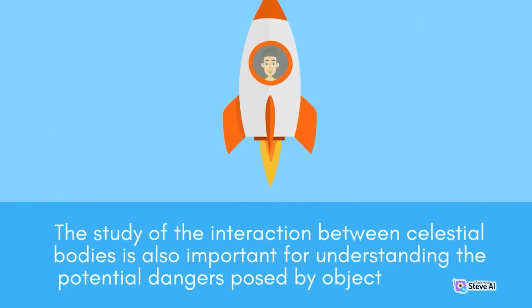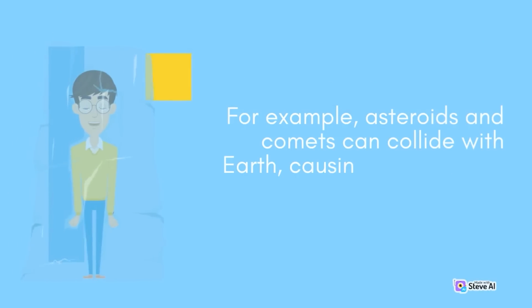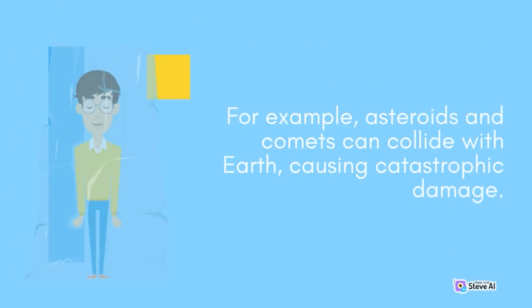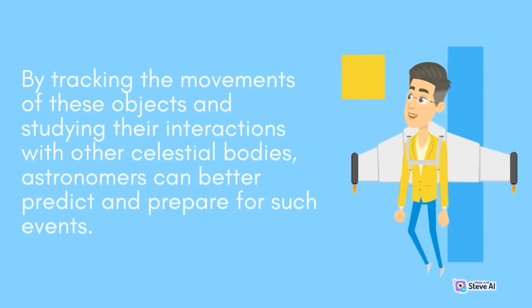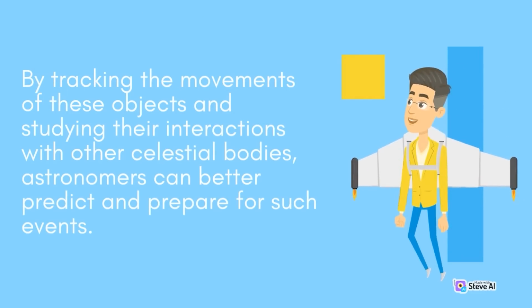The study of the interaction between celestial bodies is also important for understanding the potential dangers posed by objects in space. For example, asteroids and comets can collide with Earth, causing catastrophic damage. By tracking the movements of these objects and studying their interactions with other celestial bodies, astronomers can better predict and prepare for such events.